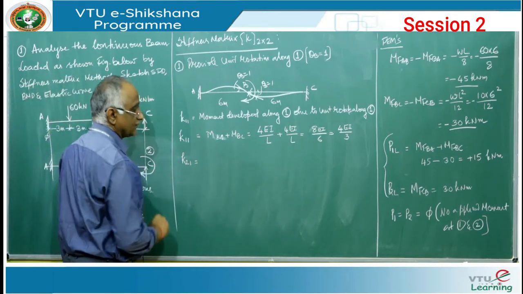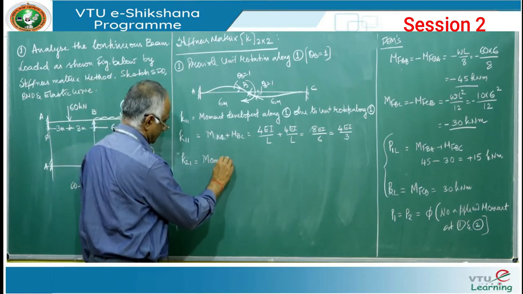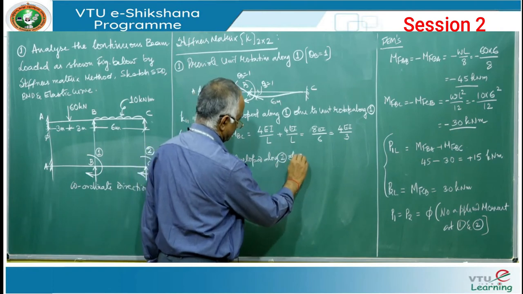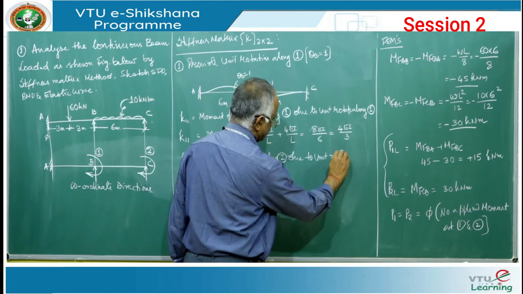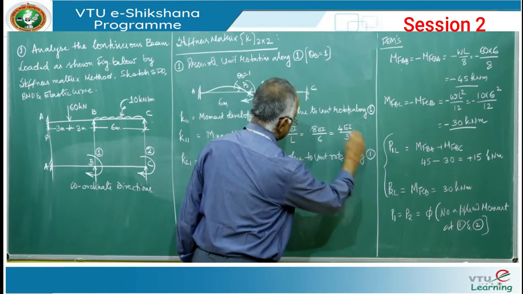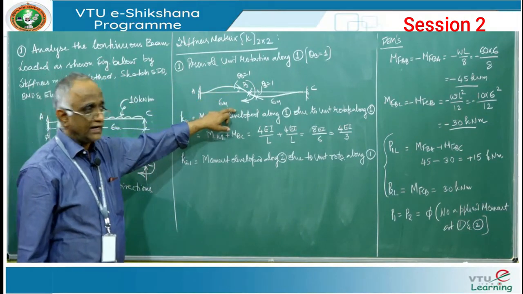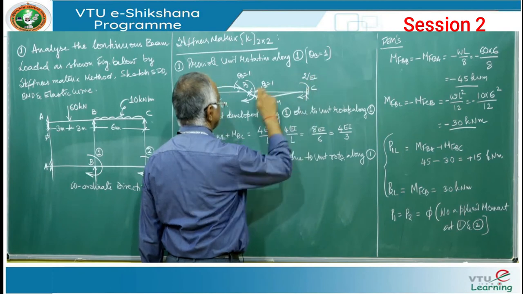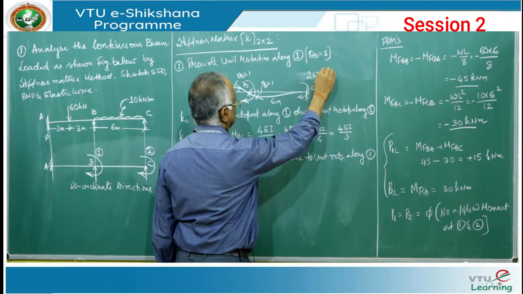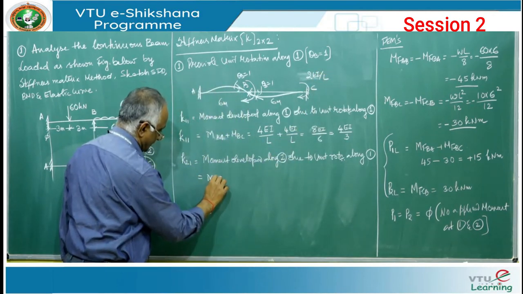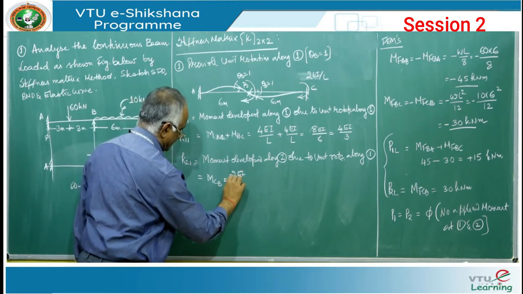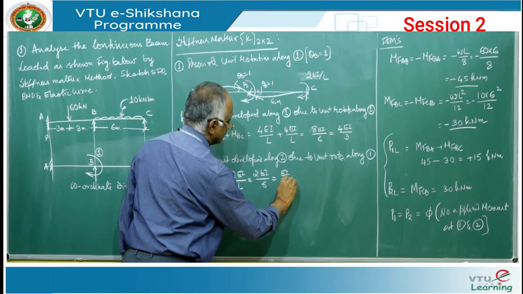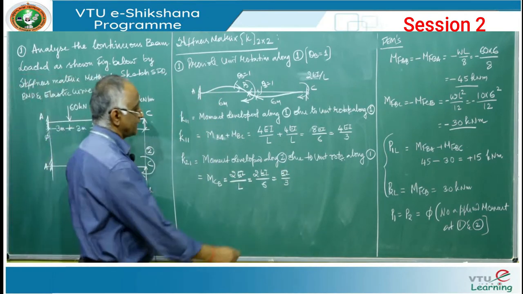Let me put K21 now. Again, it is also the moment developed along coordinate 2 due to unit rotation along 1. The same figure, rotated through a unit value at B, I have to find out the moment induced at C. We know here the moment induced in the same direction is half of the value at the near end. Here it is 4EI by L, and here it will be 2EI by L. So that is equal to MCB, that is equal to 2EI by L into slope, the slope is 1, 2EI by 6, so it is equal to EI by 3.